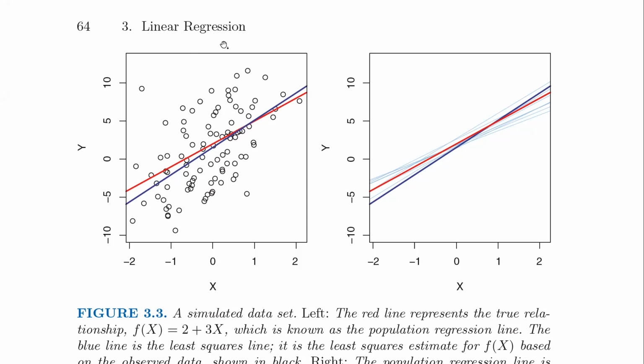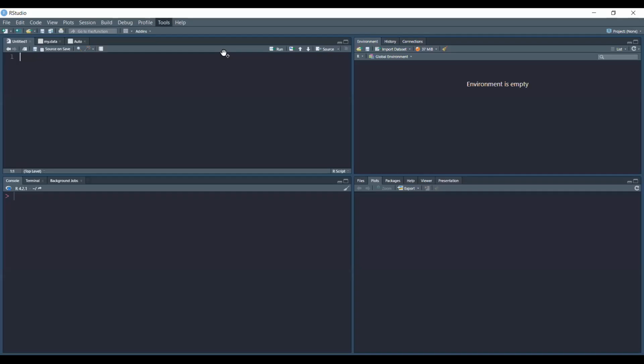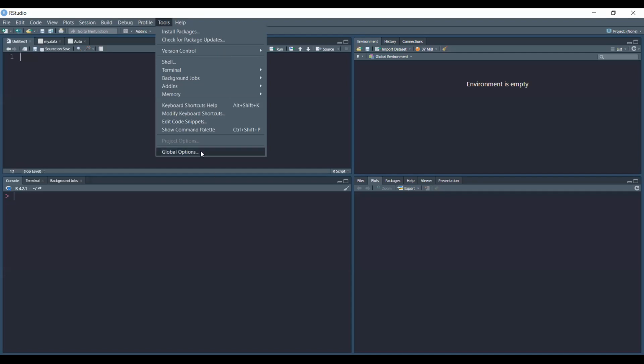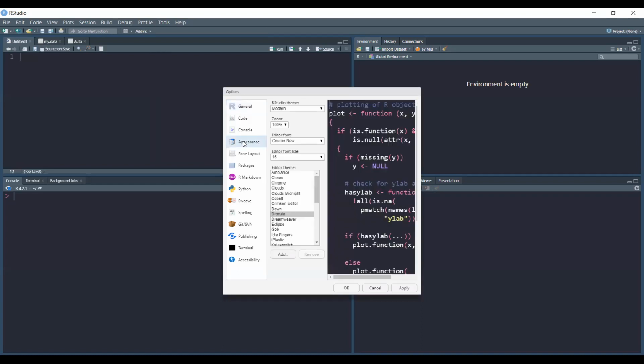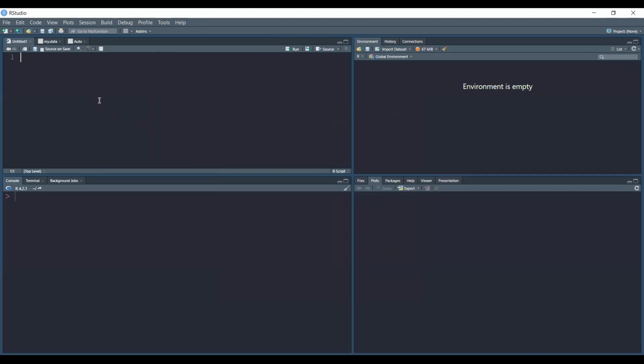Let's move to R. Might even increase my font size slightly. So that would be under appearance. Yeah, it is appearance. So let's do it font 18. So that's this over here.